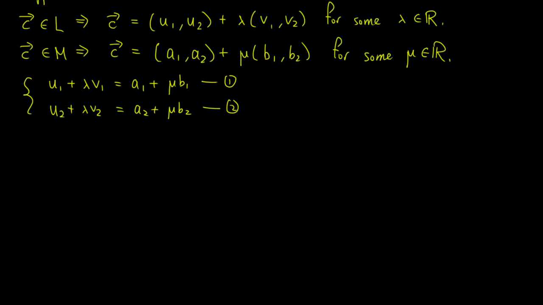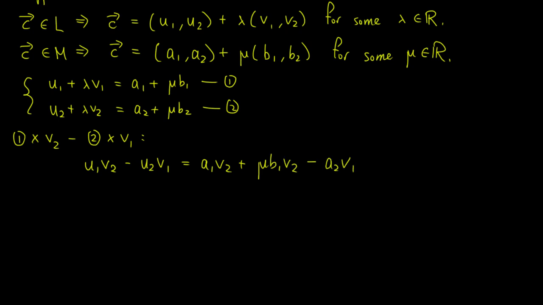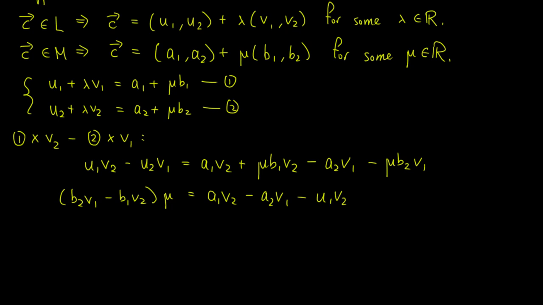Let's try to solve for mu first by eliminating lambda. So we take the first equation times v2 and subtract the second equation times v1. We get u1 v2 minus u2 v1 equals a1 v2 plus mu b1 v2 minus a2 v1 minus mu b2 v1. We collect the terms for mu and get bracket b2 v1 minus b1 v2 times mu equals a1 v2 minus a2 v1 minus u1 v2 plus u2 v1.